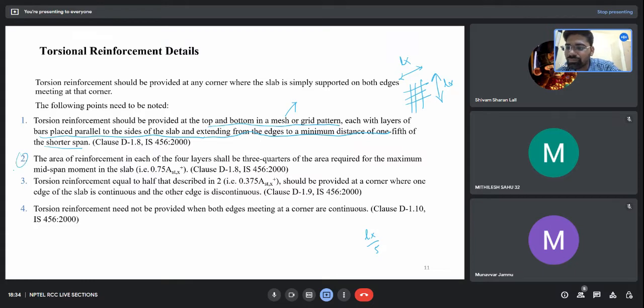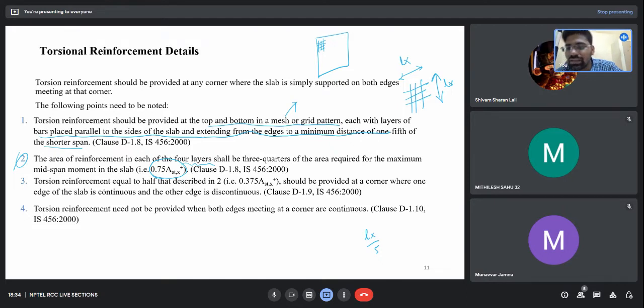The second point is the area of reinforcement in each of these four layers. So there will be four layers. At each corner of the slab I will have two layers at the top and two layers at the bottom. In this way I have four layers, and the total area of these four layers should have a maximum area of 0.75 times Astx, that is, the area of steel which is provided in the x direction.